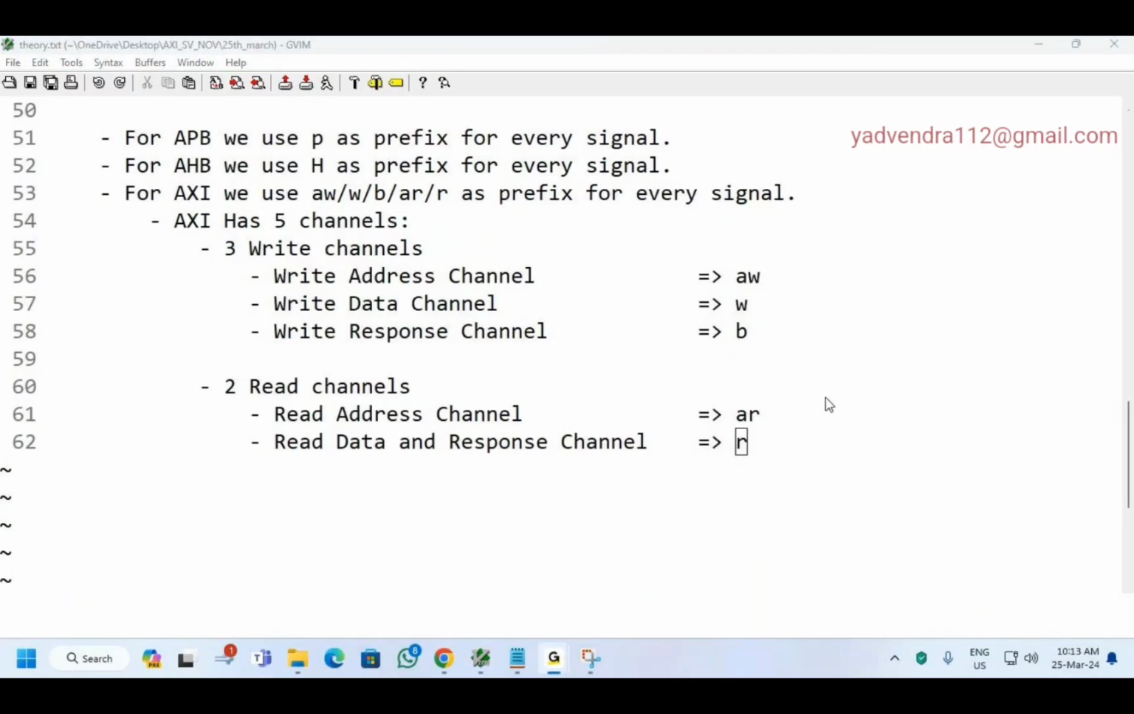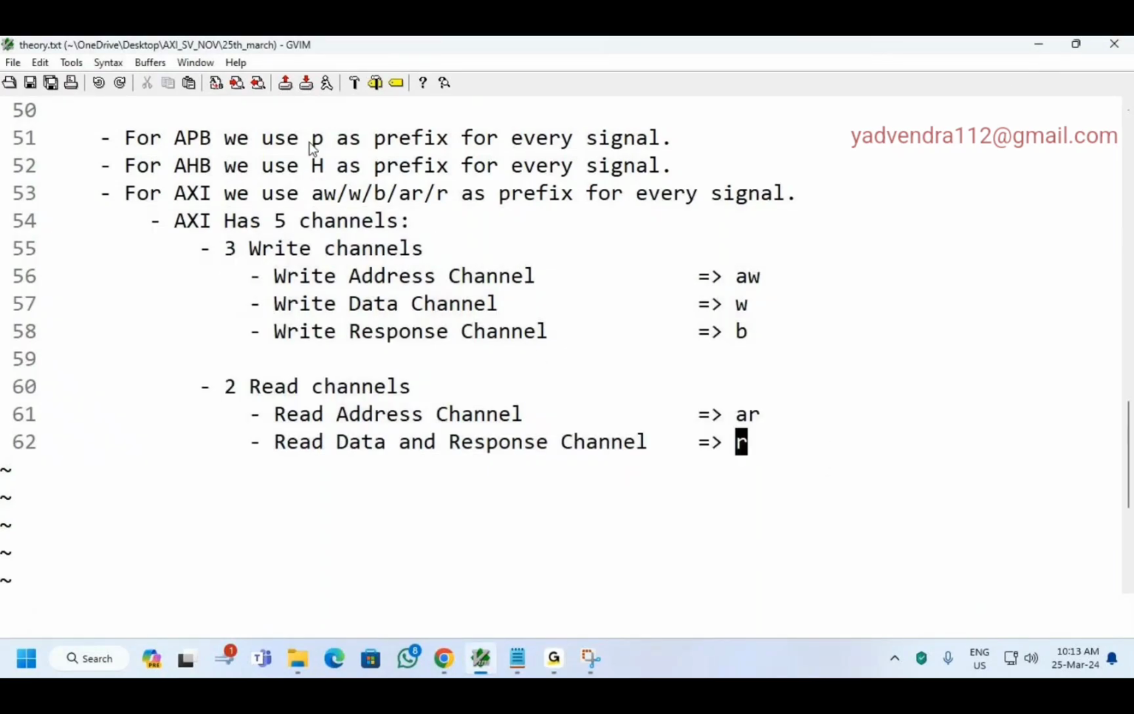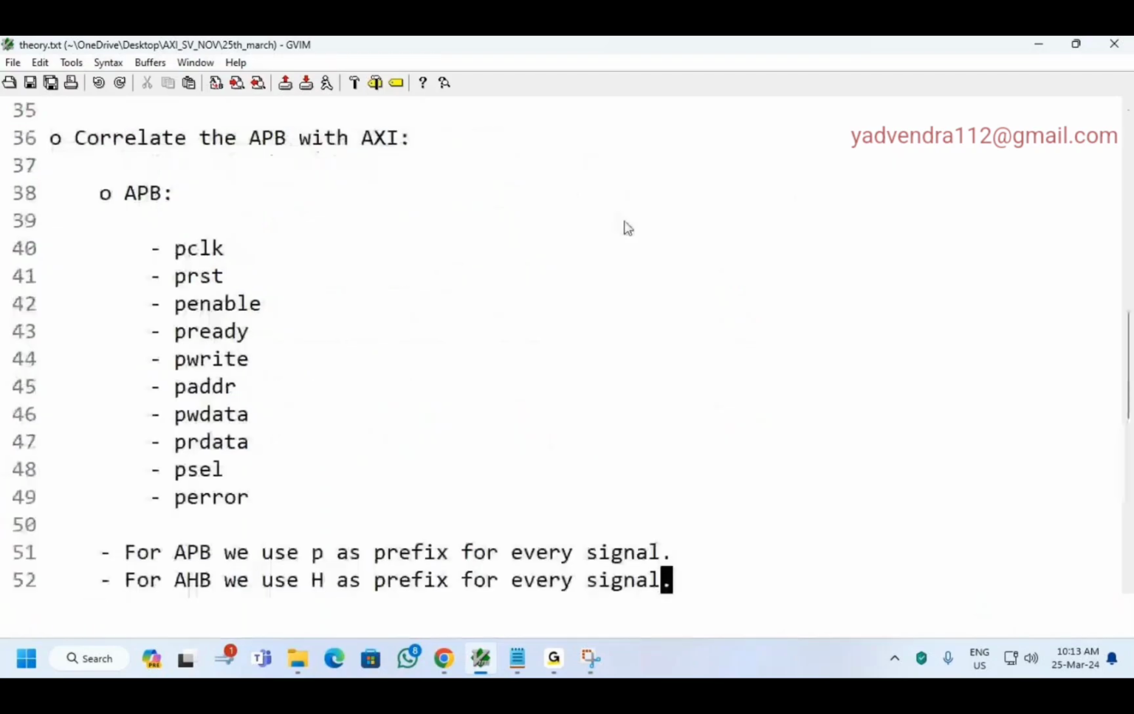AW, W, B, AR, R. Now let's observe. We have seen that P is used for the APB. Here we have these signals. PCLK is the clock, PRESETn is the reset. PENABLE and PREADY are used to do the handshaking.